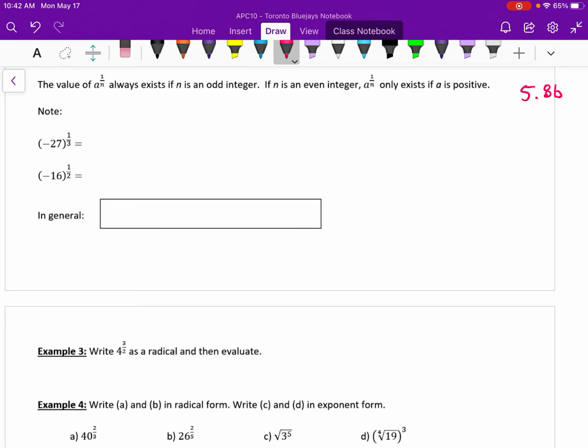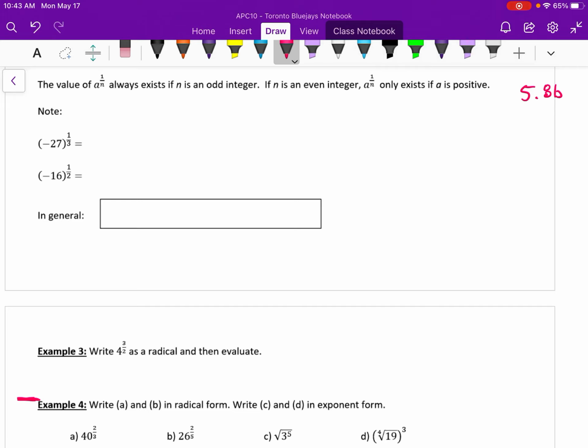So I'm just going to tune up some points here, and I'll be lucky to get down to example number 4. The value of a to the power of 1 over n exists if n is an odd integer. If n is an even integer, then a to the power of 1 over n exists only if a is positive. Now I want you to think about that for a minute. So if you need to press pause, by all means press pause.